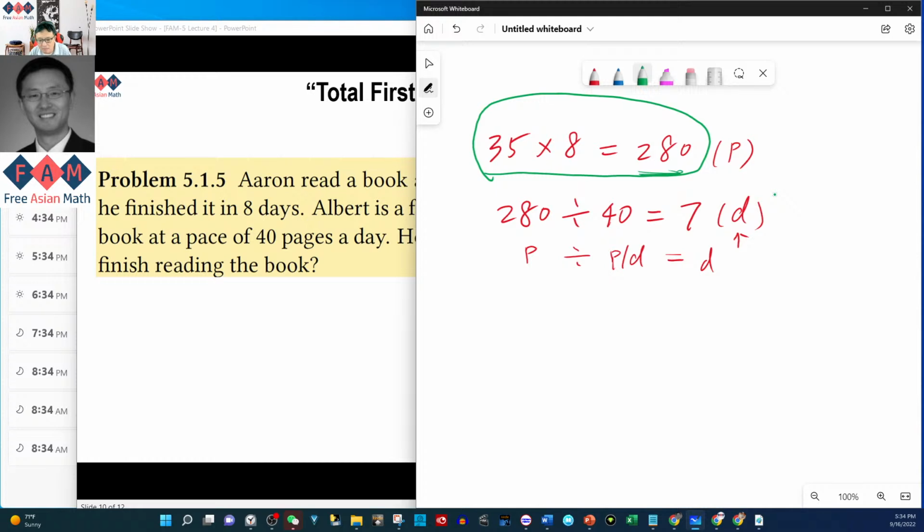So depending on which one is unknown, sometimes the unit quantity is unknown. You need to do that first, and that's called unit first. Sometimes it's the total that is unknown.